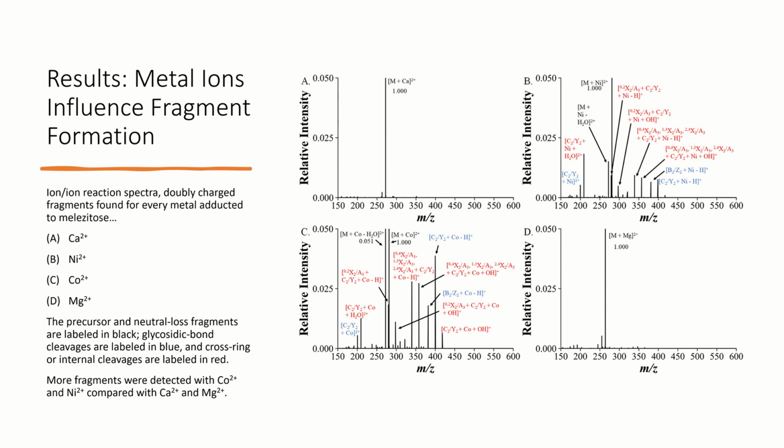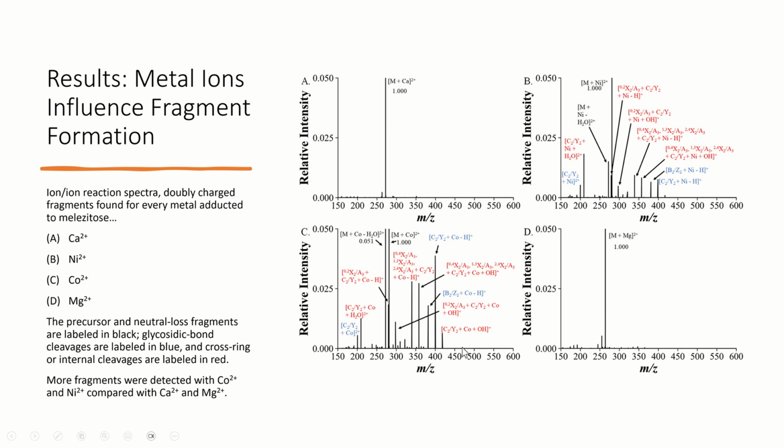You find that metal ions influence fragment formation. So the ion-ion spectra to the right here is of doubly charged fragments found for every metal adducted to melezitose. It is labeled as such with A, B, C, and D. We have the labeling to the left here if need be. And so the precursor and neutral loss fragments are labeled in black, glycosidic bond cleavages are labeled in blue, and cross-ring or internal cleavages are labeled in red.